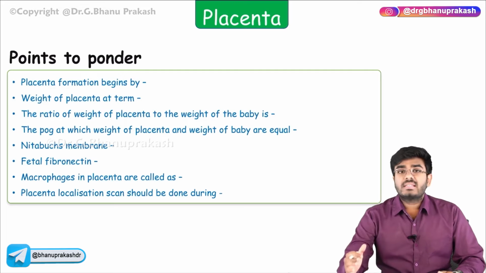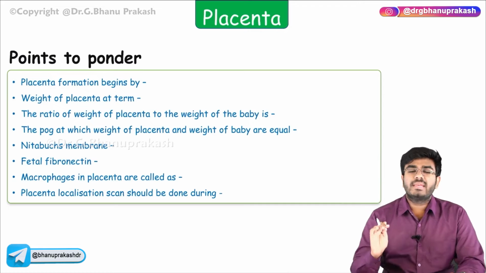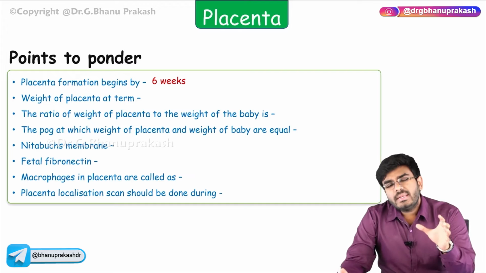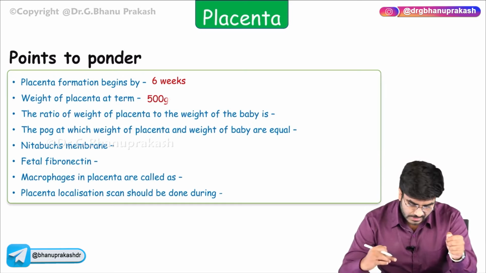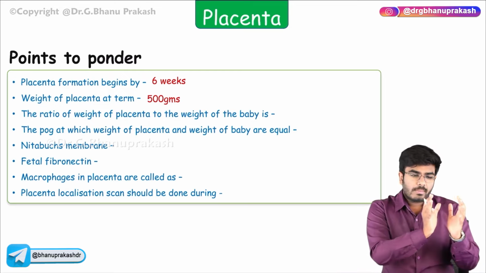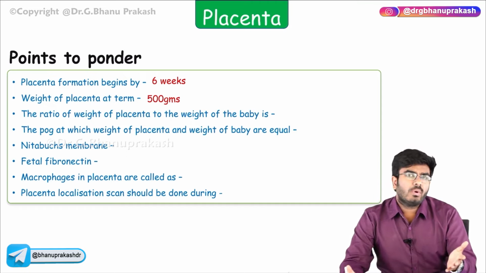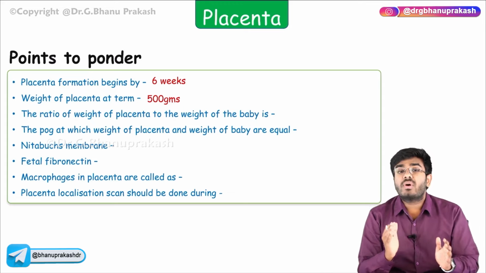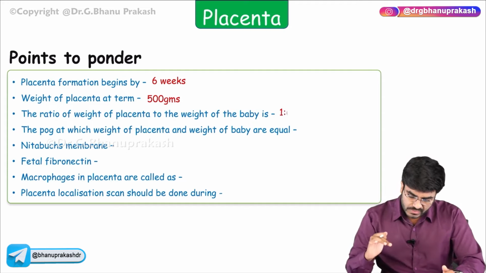After saying this, guys, let's see some basic important points which keep coming up in the exams. Placenta formation begins as early as 6 weeks. Weight of the placenta at term: at term, the human placenta weighs almost half a kilo, that is 500 grams. The ratio of placental weight to the baby's weight: for example, the placenta will weigh roughly 500 grams, and the baby will be 5 to 6 kilos. So the ratio is 1:6. Placental weight to fetal weight is 1:6.